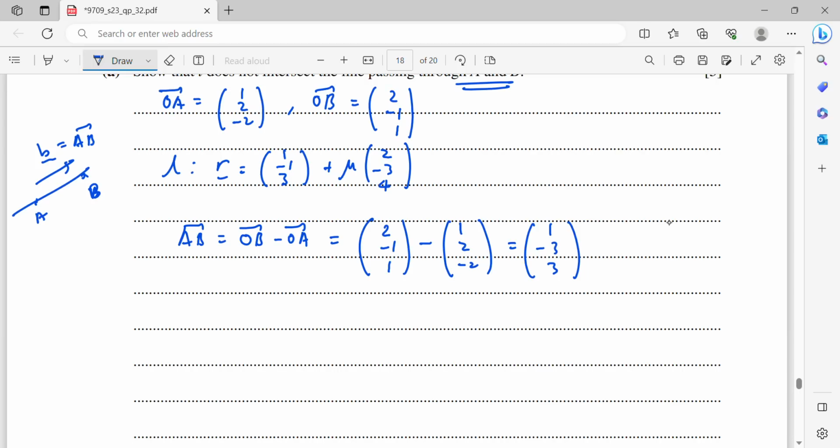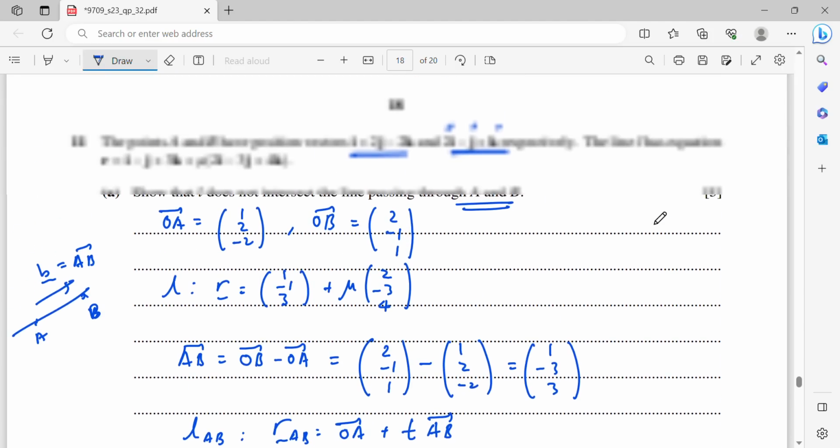So the line AB, r_AB equals, you can choose either the point A or point B, up to you. Since the line L used the mu, here I will use another variable, let's say t. Then I will use the point A, so 1, 2, minus 2, plus t of 1, negative 3, 3. This is my line AB.